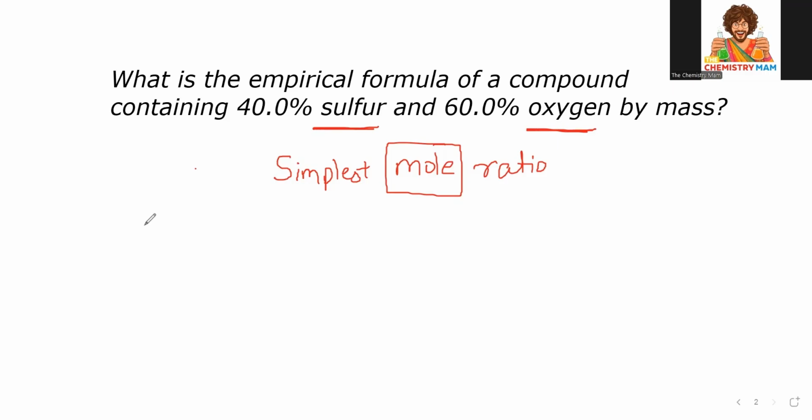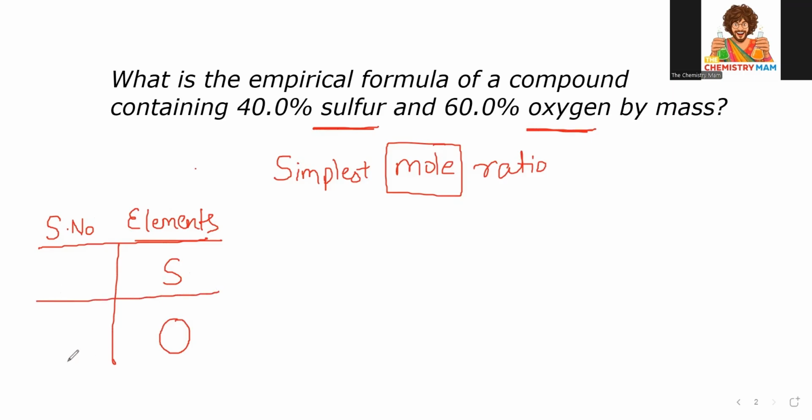So as per the question, there are two elements present in this compound. One is sulfur. I'll take the symbols because I obviously have to generate formula. So symbols are helpful for me. So I'll take the elements as sulfur as given in the question and the element oxygen, and I'll make a column of serial number. And this tabular form of working generally helps you calculate easily the empirical formula. So number one, number two.